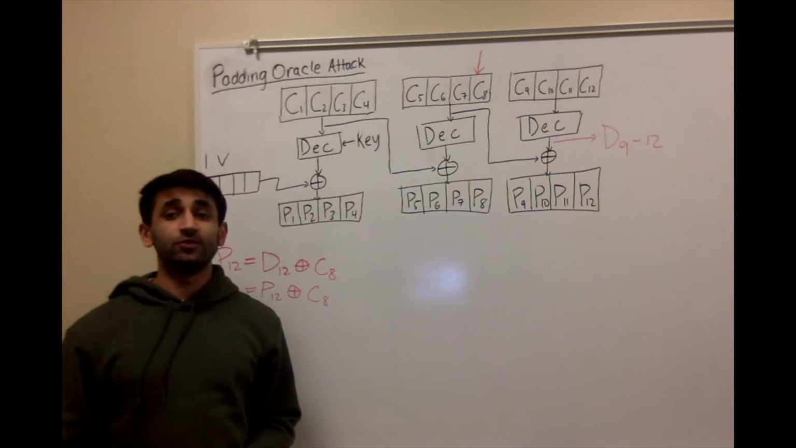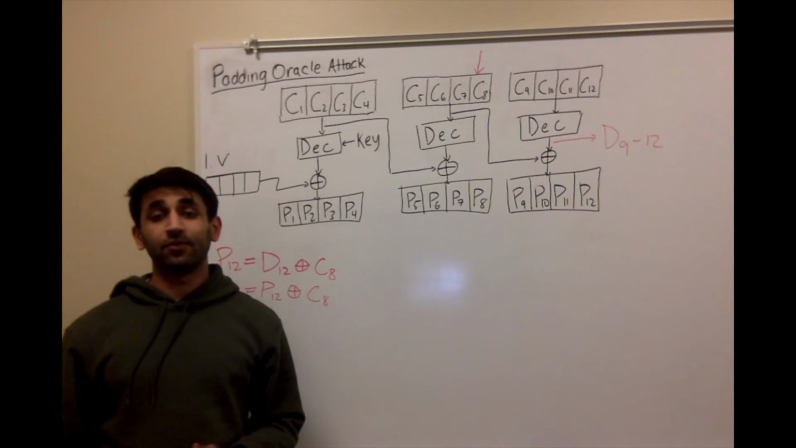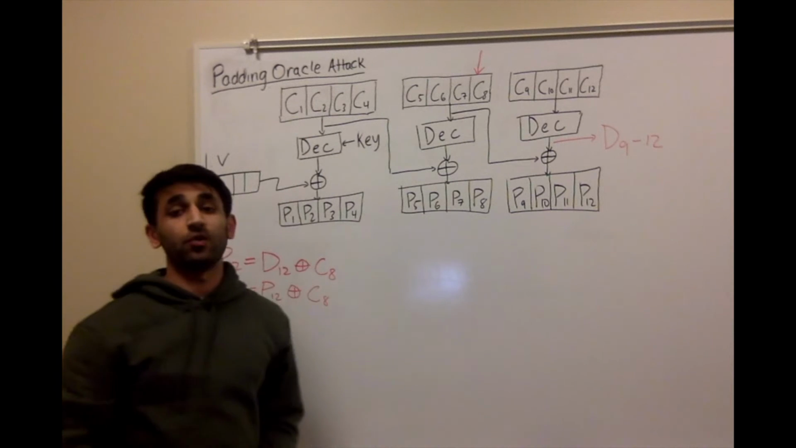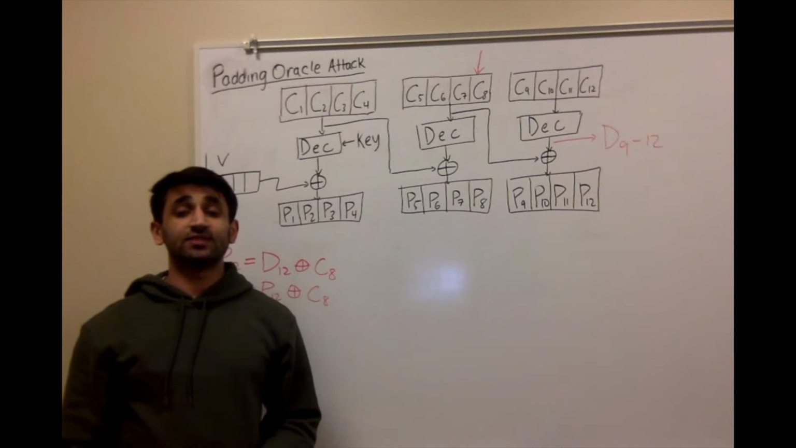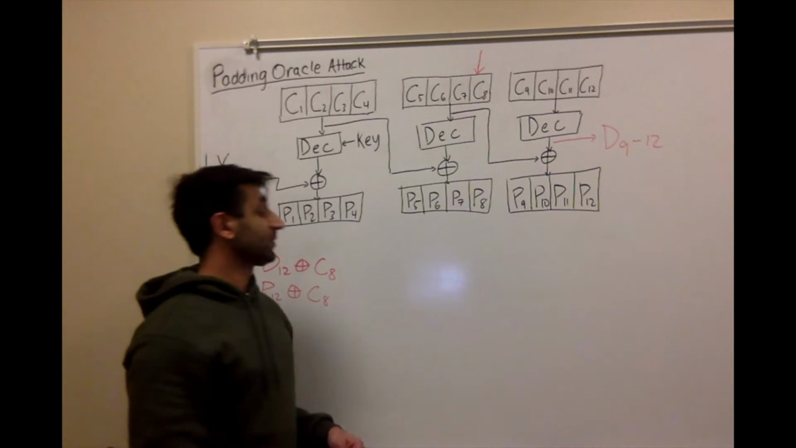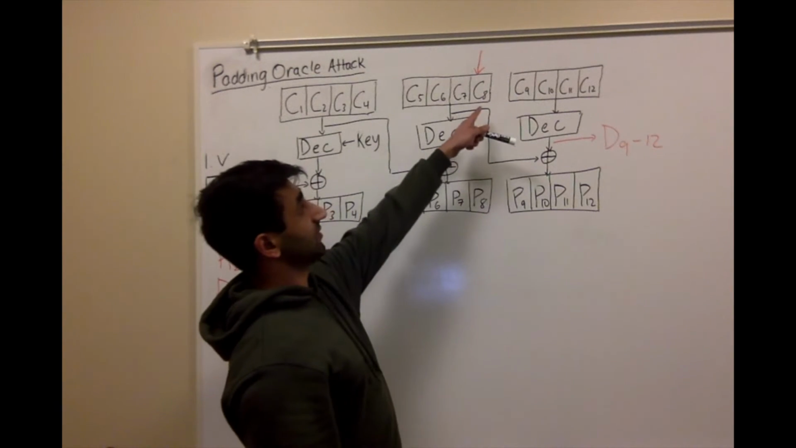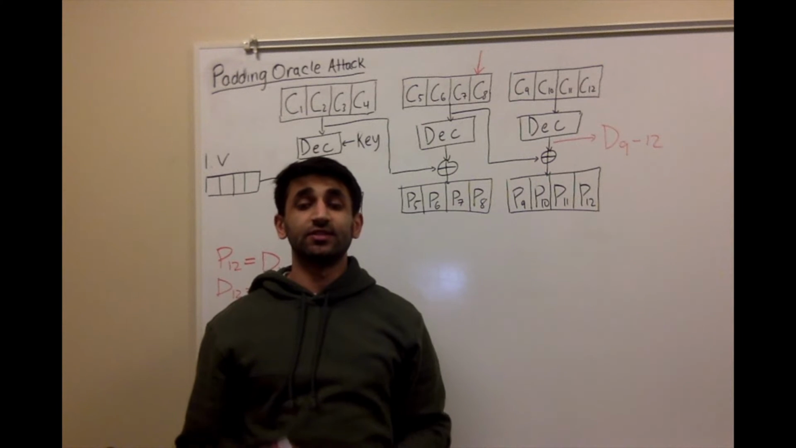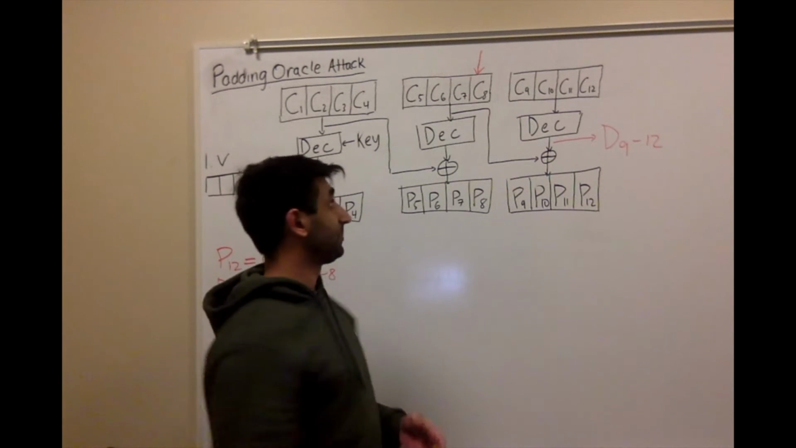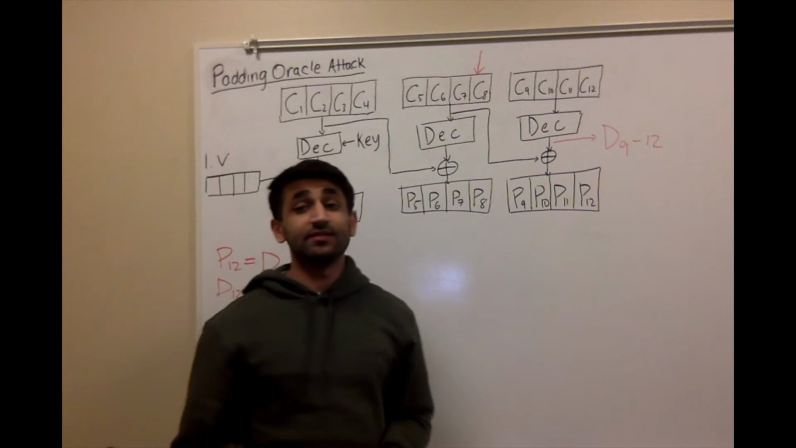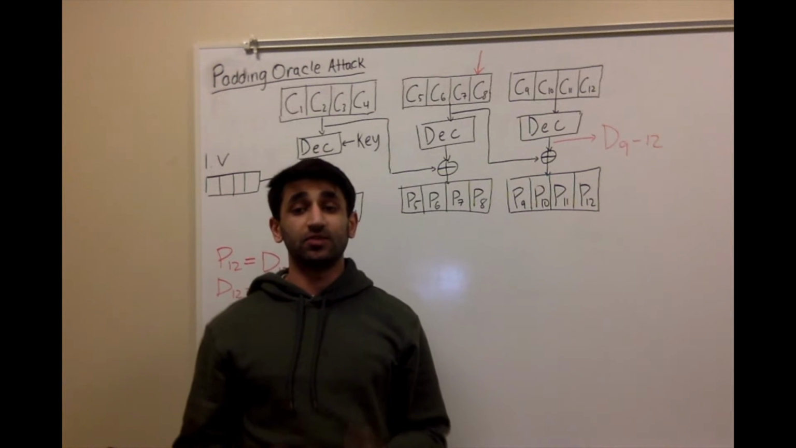For example, we're using a 4-byte block, right? So each of these cells is 1 byte. 1 byte is 8 bits and has 256 possible values, right? So let's look at this specific byte right over here, C8. This is the last byte of the second to last block, specifically. This byte could obviously have 256 possible values.